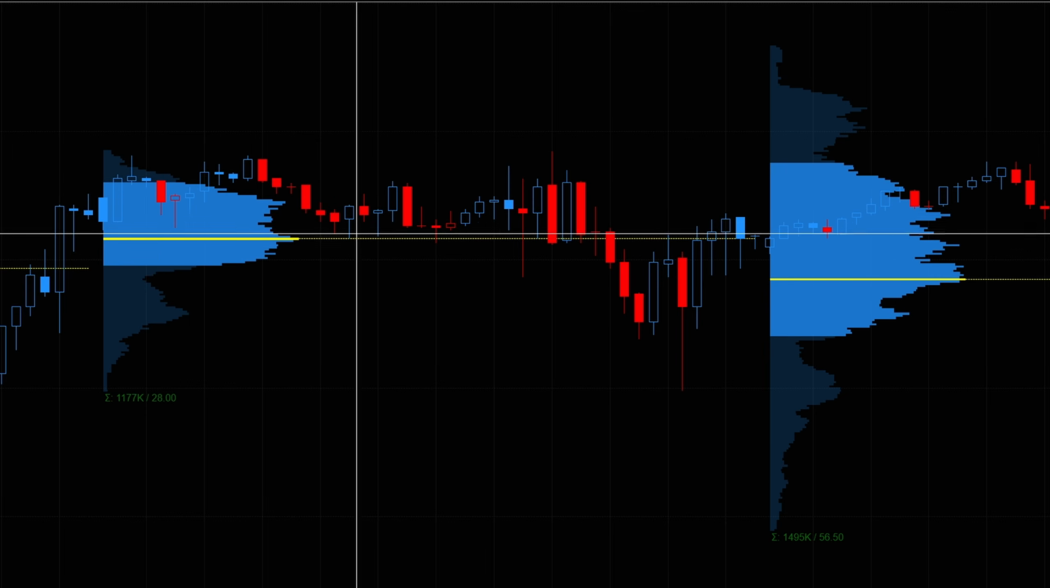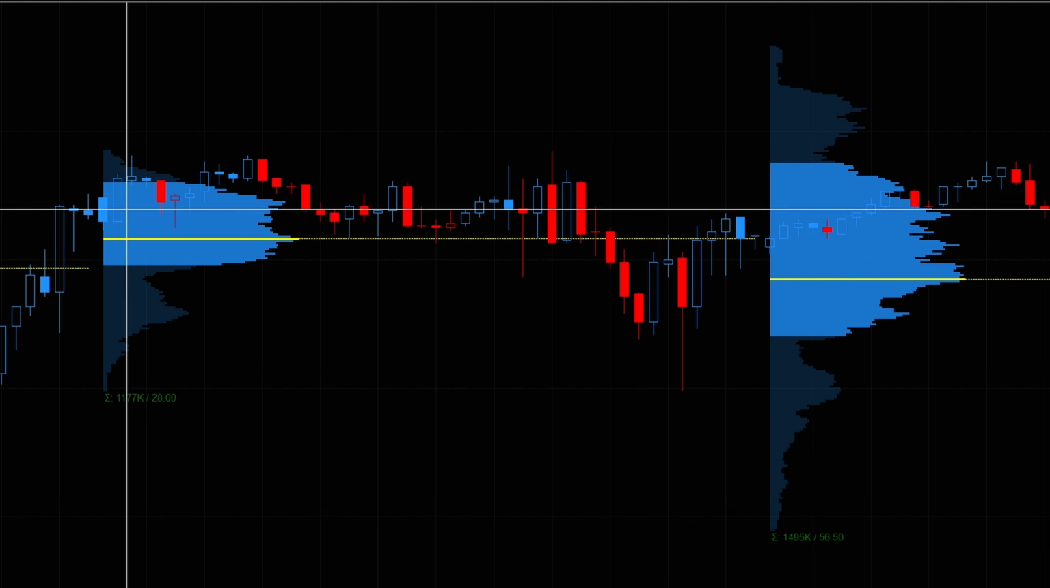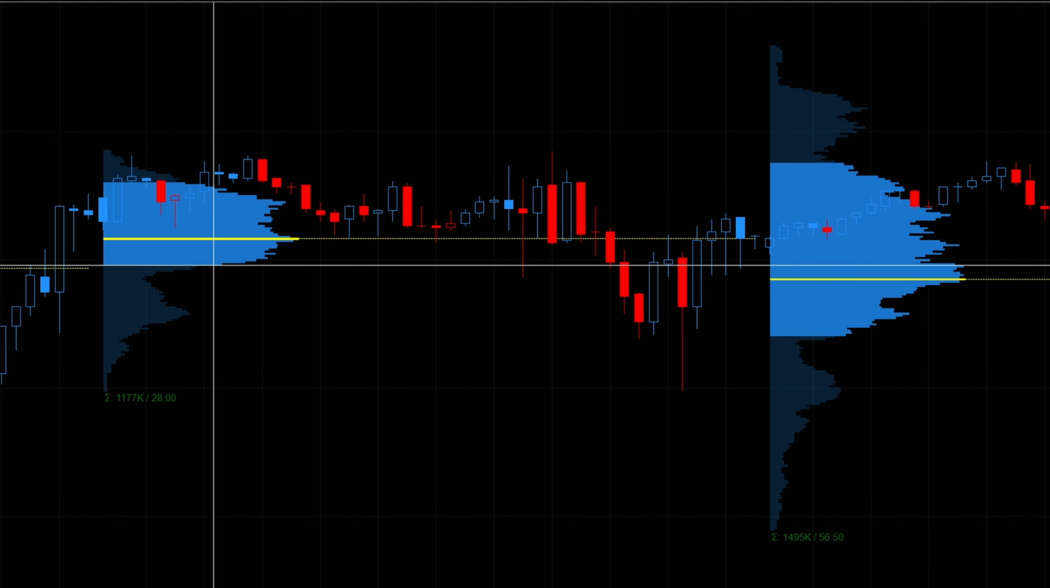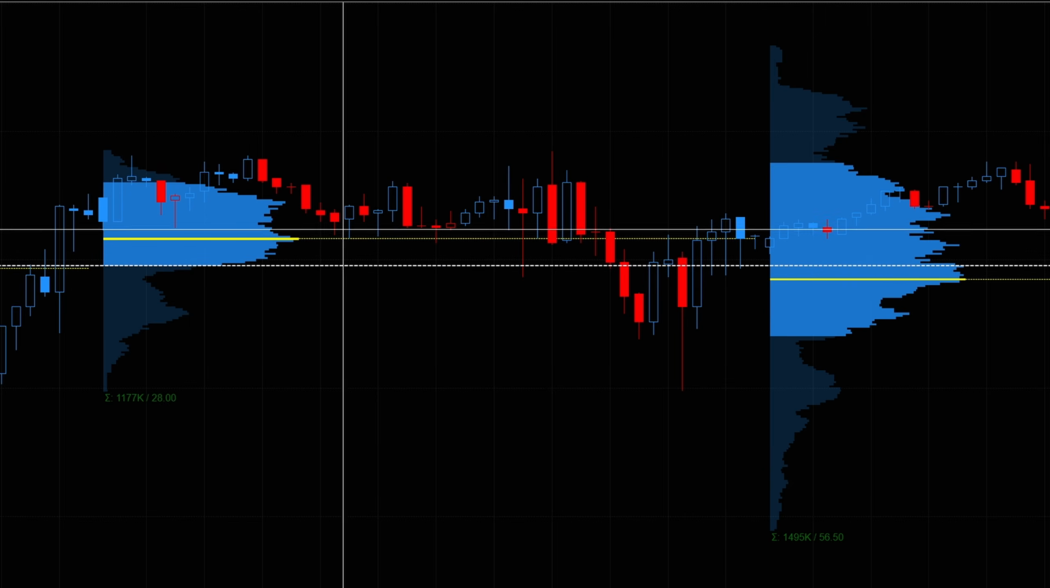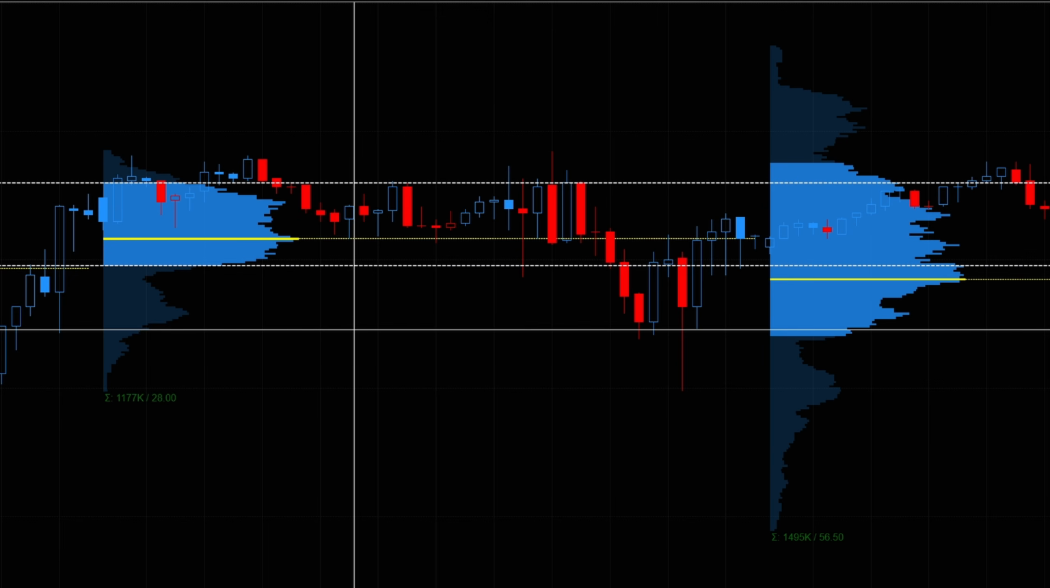The point of control, I already automatically have it drawn out for us. Now, we can see where the difference between the brighter color blue and the dimmer color blue is going to be value area low. I'm going to simply draw a horizontal line across it. We're going to come right up here to value area high. I'm going to draw a horizontal line across it.